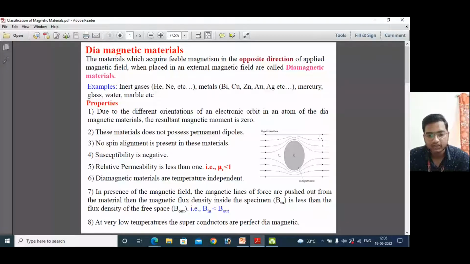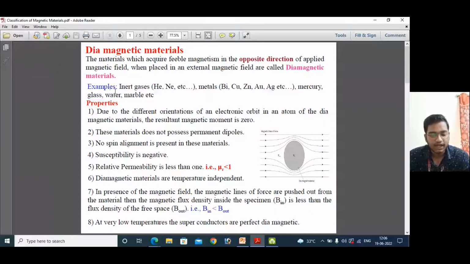The first classification is diamagnetic materials. The materials which acquire feeble magnetism in the opposite direction of the applied magnetic field when placed in an external magnetic field are called diamagnetic materials. This means that diamagnetic materials will develop the magnetization in the opposite direction in the presence of an applied magnetic field.